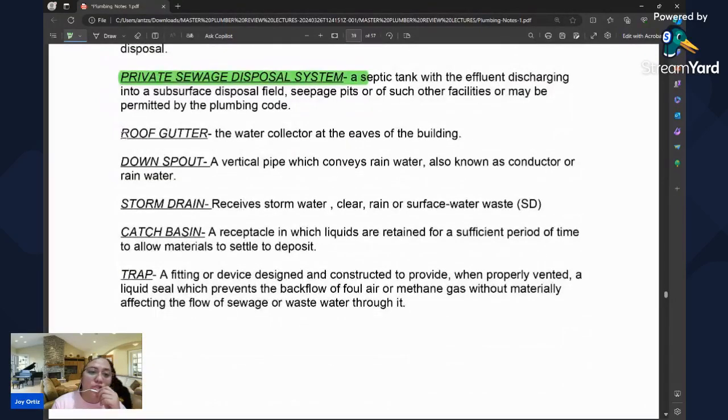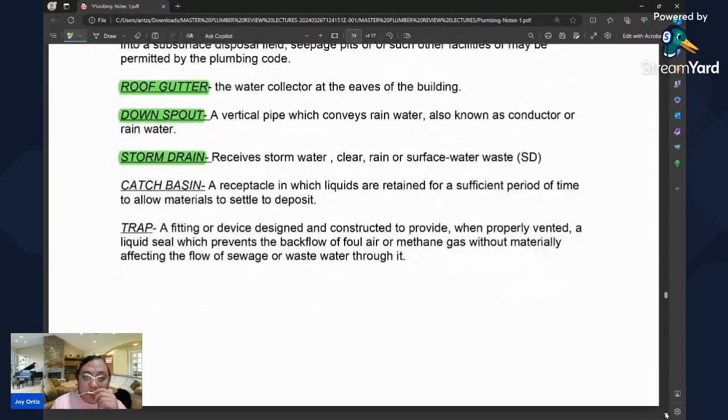We have also the roof gutter, the water collector at the eaves of the building. So, yung nakikita natin sa ating mga bubong, that's a roof gutter. Kung saan bubuhos yung ating ulan. Downspout, ito naman yung vertical pipe which conveys rainwater, also known as a conductor or leader. We have also the storm drain, receives storm water, clear rain or subsurface waste.